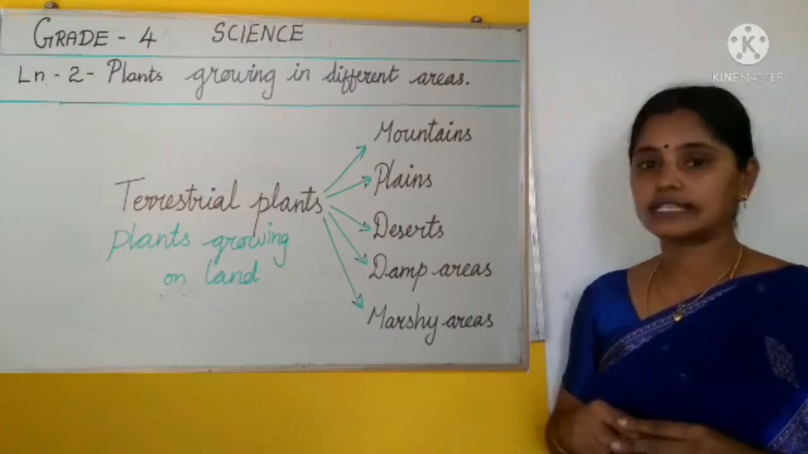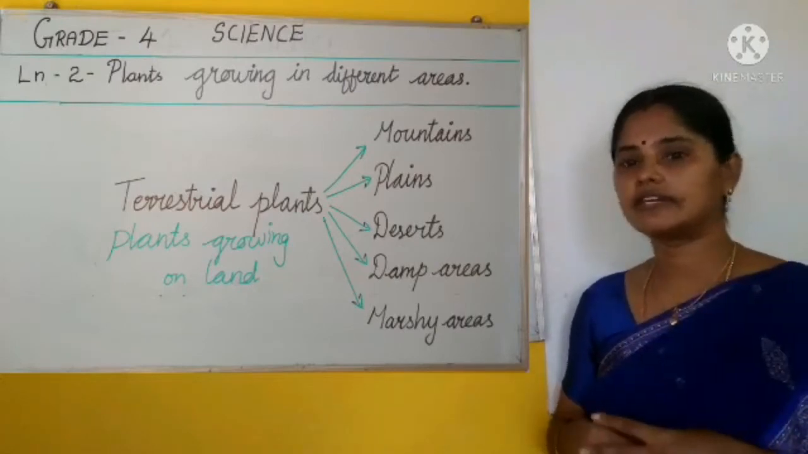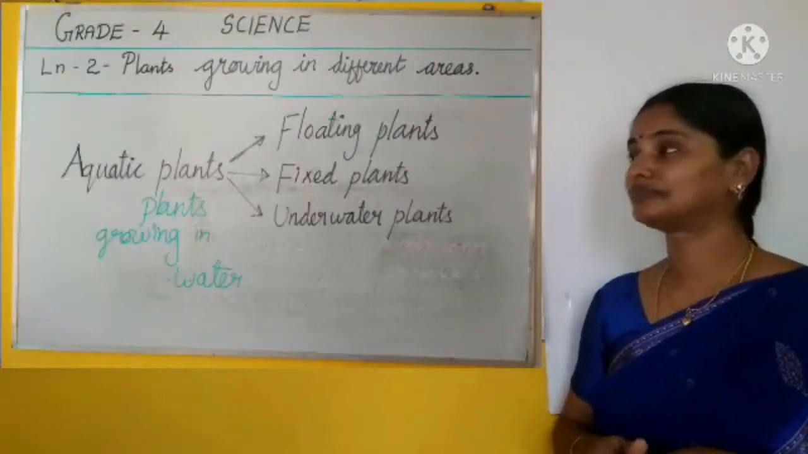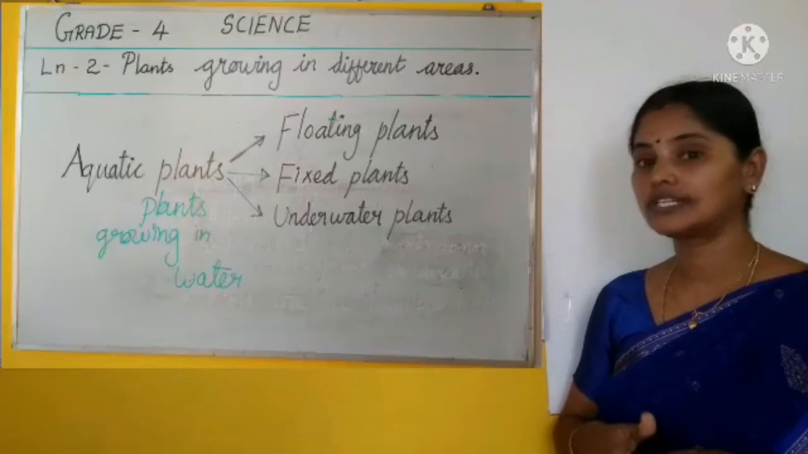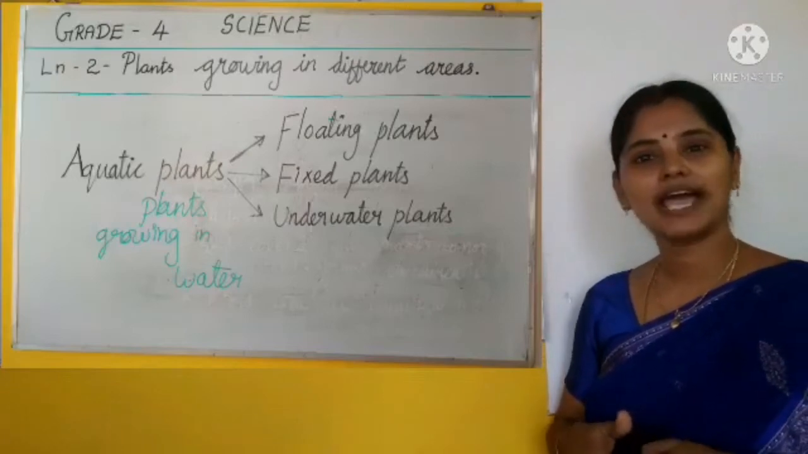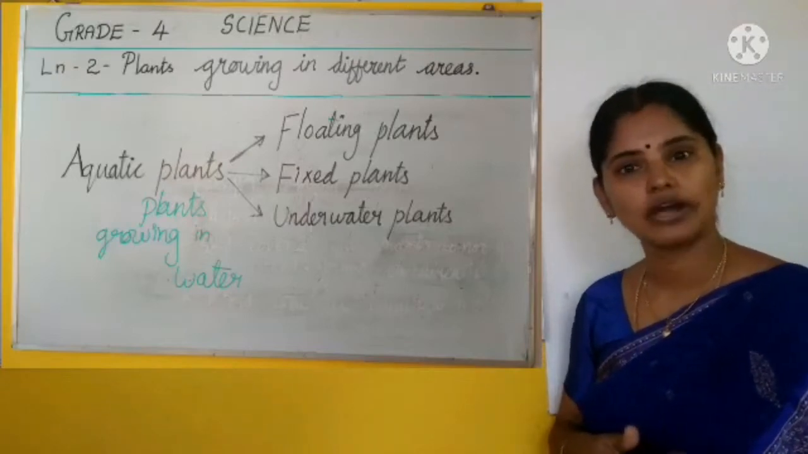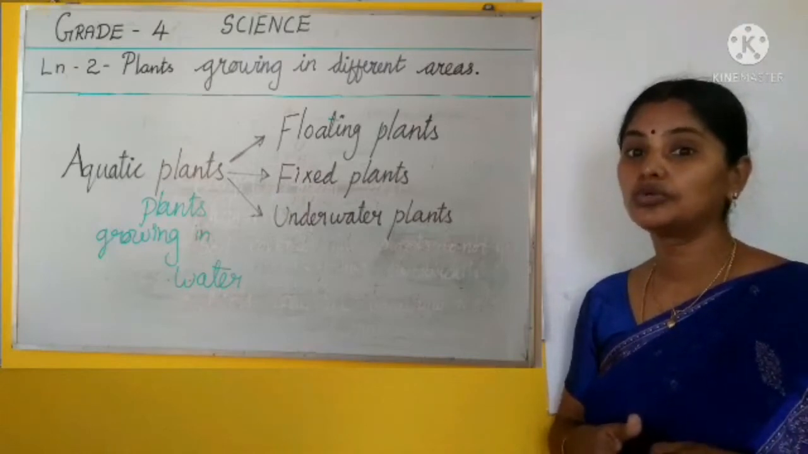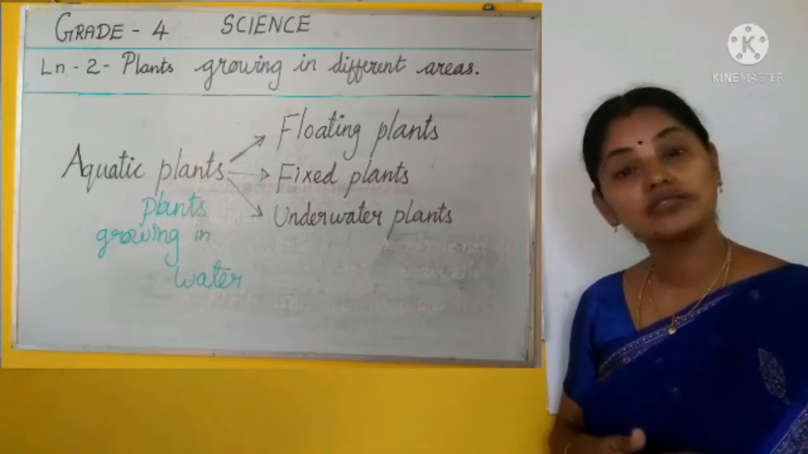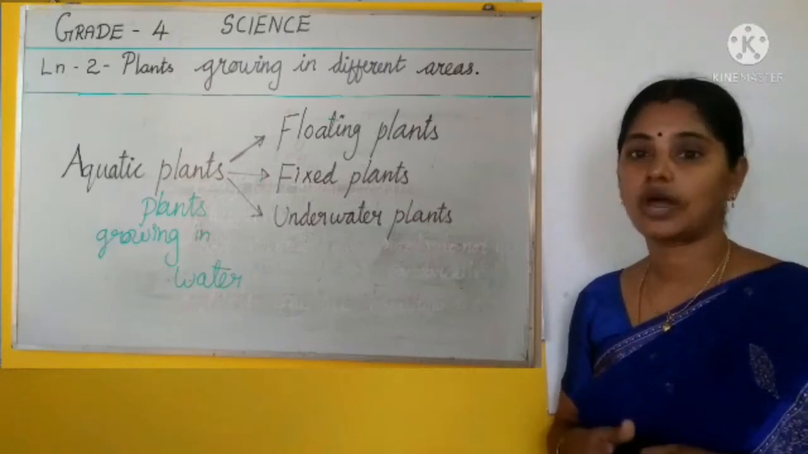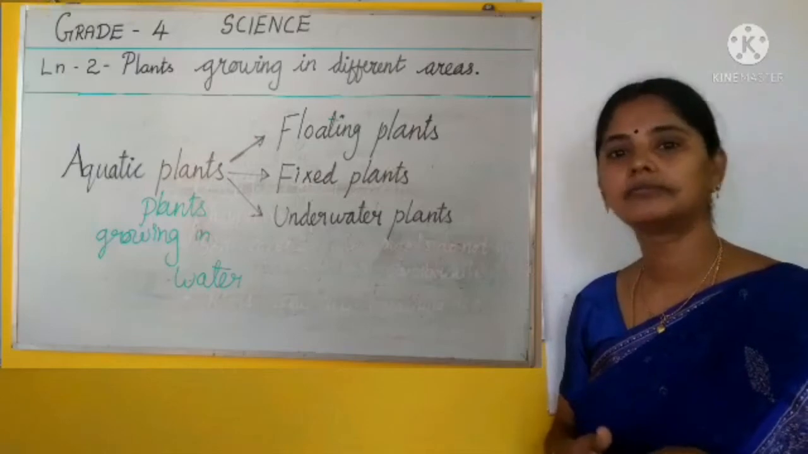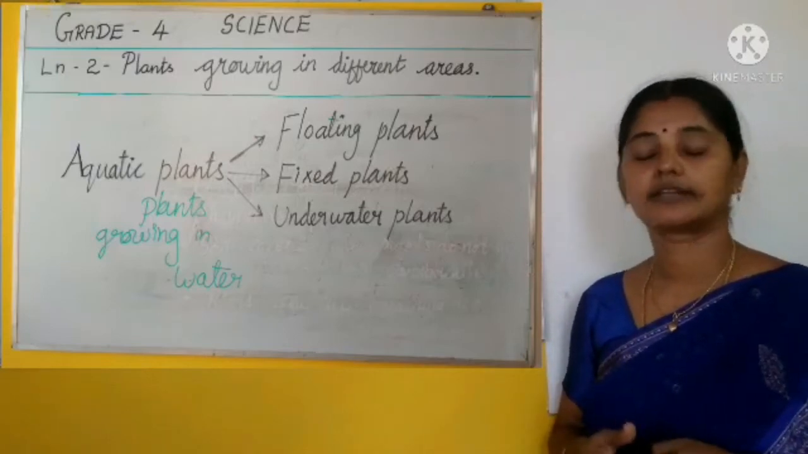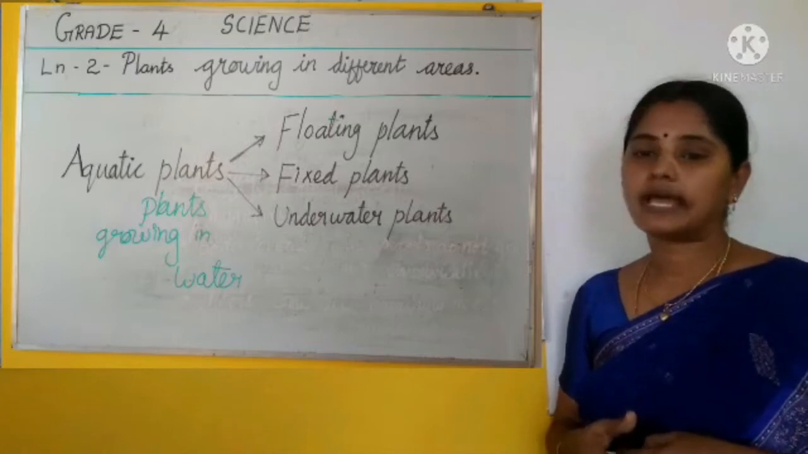So, about terrestrial plants, we studied in our previous video session. In today's video session, we are going to study about aquatic plants. Aquatic means what? Water. Aqua, A-Q-U-A. Aqua means water. Aquatic plants. Clear, children?